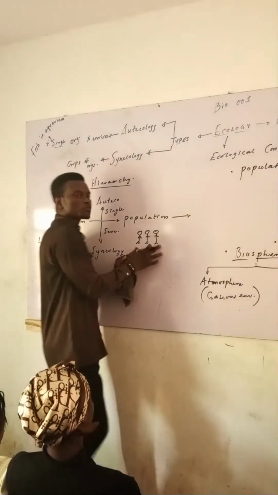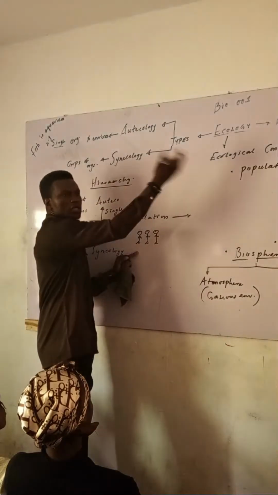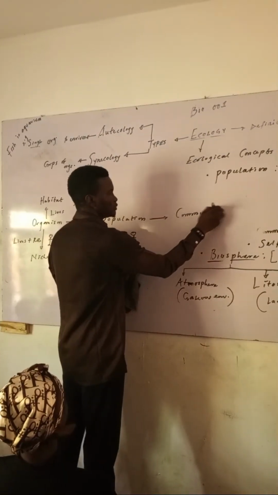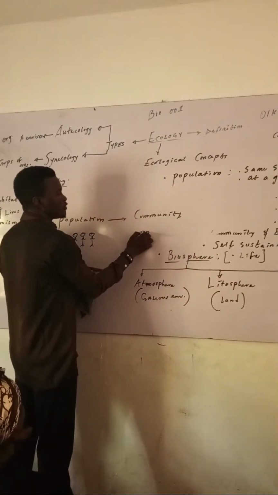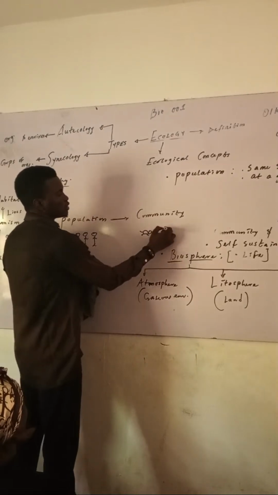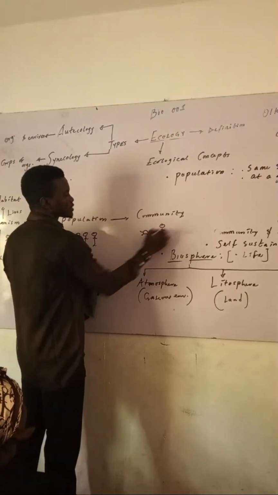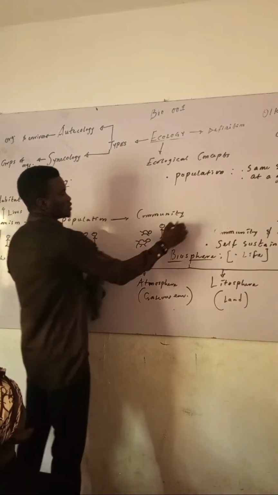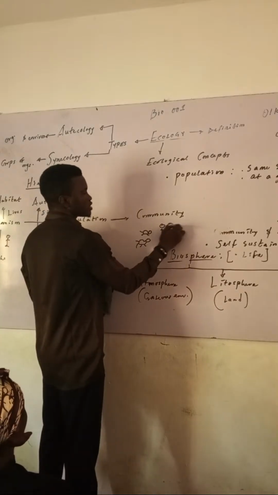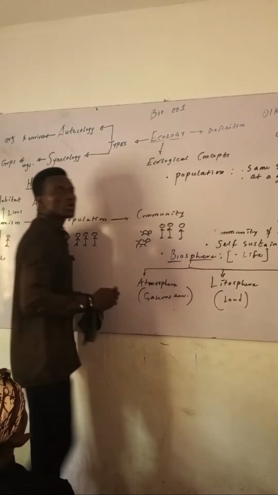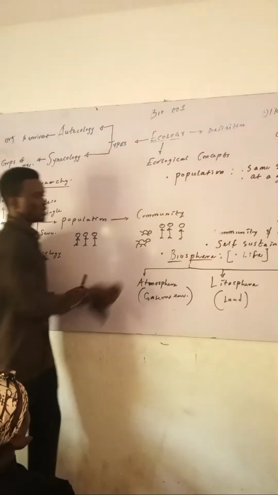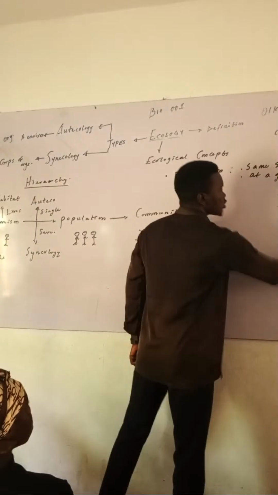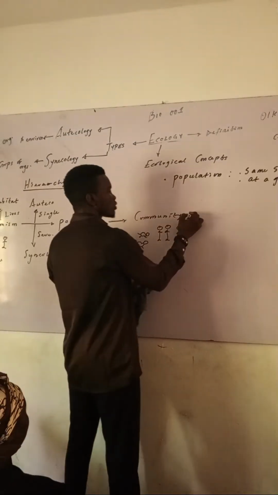Now, several of these populations coming together with other populations, we call it a community. So you have a community of rats, a community of animals. So everything coming together, we call it community. Are you following? Then this community and what makes them survive, we call it the ecosystem.